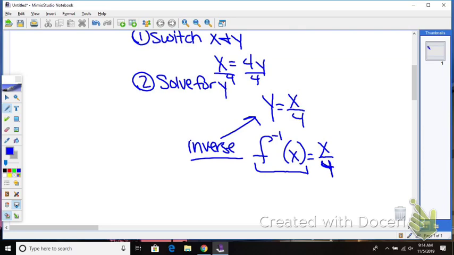How was that? Two steps. Switch x and y, solve for y. Let me give you another one before we go on to verifying. Wait, so that's just a fancy way of saying that's the inverse? Mm-hmm. It's just a notation.